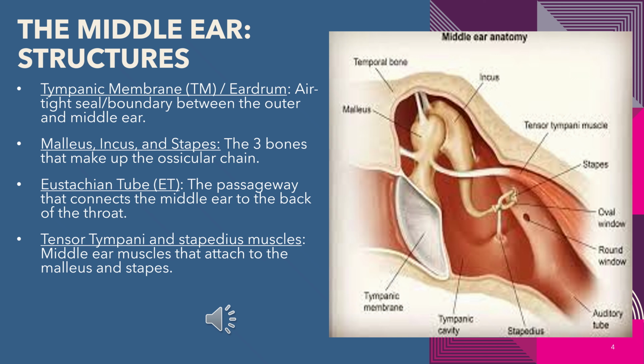The middle ear structures. Tympanic membrane, which is also known as the eardrum, is an airtight seal or boundary between the outer and middle ear. The malleus, incus, and stapes are the three bones that make up the ossicular chain. The eustachian tube is the passageway that connects the middle ear to the back of the throat. The tensor tympani and the stapedius muscles are the middle ear muscles that attach to the malleus and the stapes.